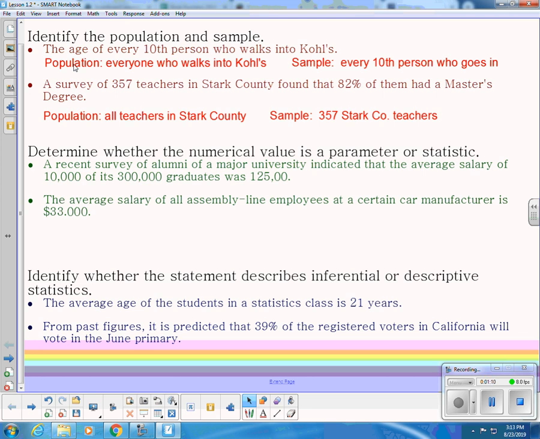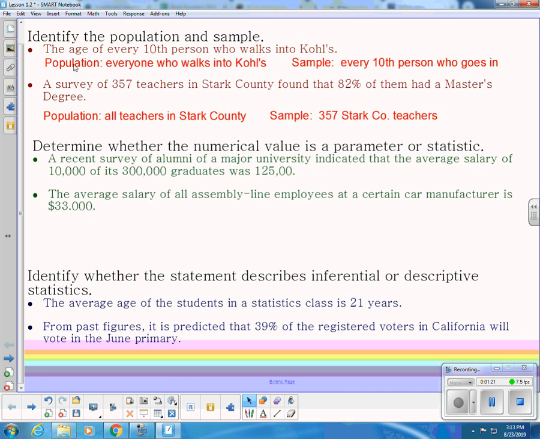So a recent survey of alumni of a major university indicates that the average salary of 10,000 of its 300,000 graduates was $125,000. Supposed to be a zero there. Well, we only surveyed 10,000 out of 300,000. So that's a sample. So it's going to be a sample statistic. In this next one, the average salary of all assembly line employees at a certain car manufacturer is $33,000. So that's going to be a population parameter because the entire assembly line set of employees was surveyed.